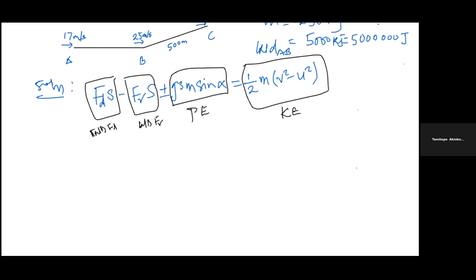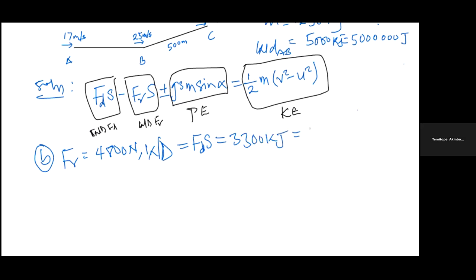The question says, as the lorry travels from B to C, the resistance to motion is 4,800 Newton, meaning that FR is 4,800 Newton. And the work done by the driving force has been given. That is FDS, which is 3,300 kilojoule, which will now mean 3,300,000 joule. So you have been given FDS. Hope that makes sense now.